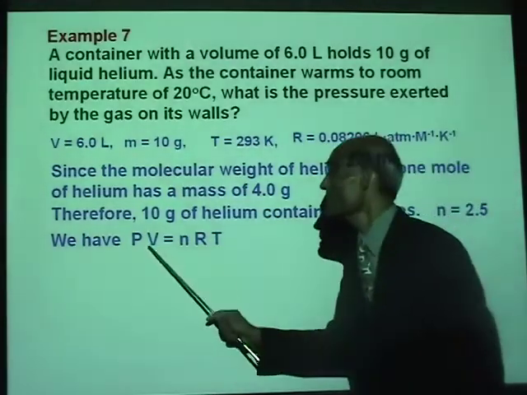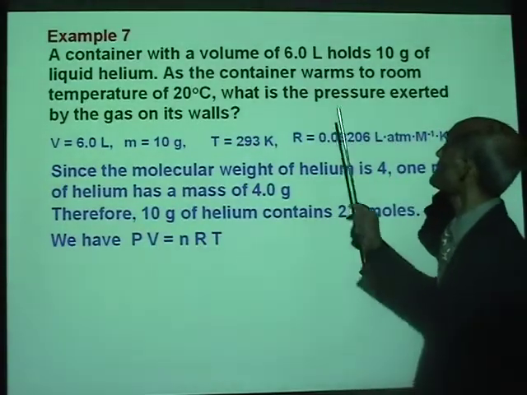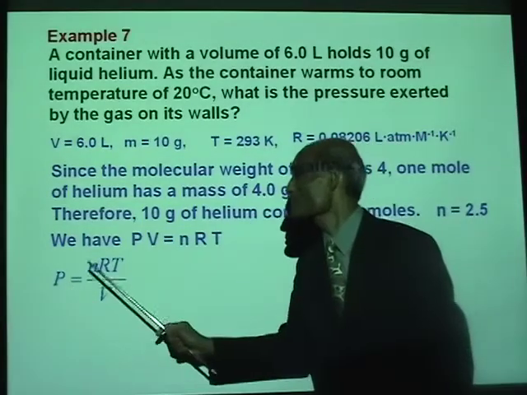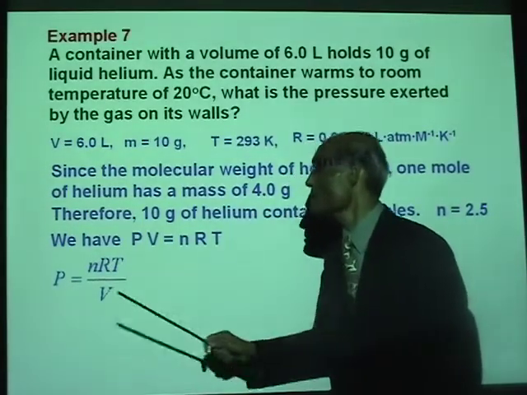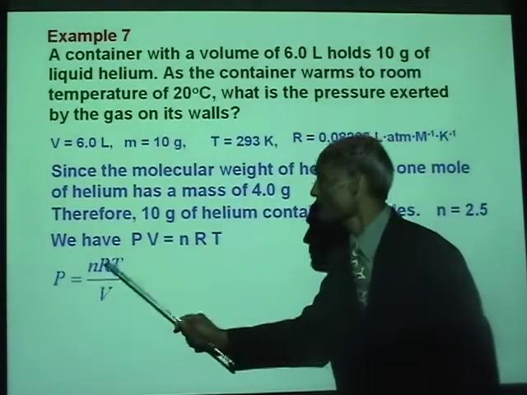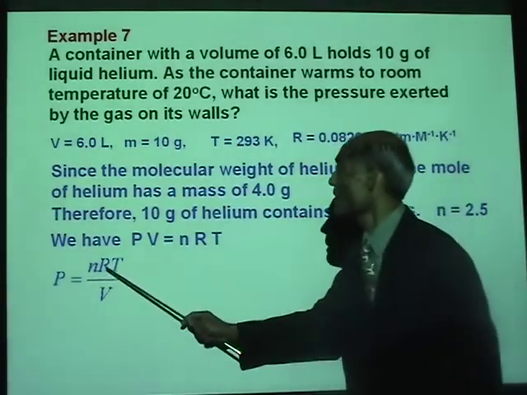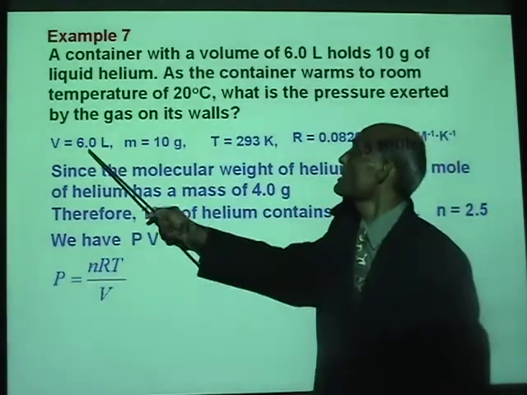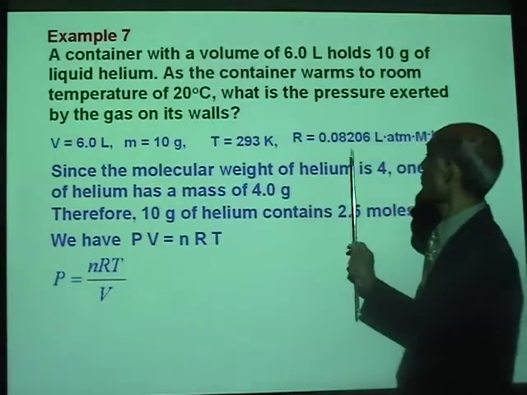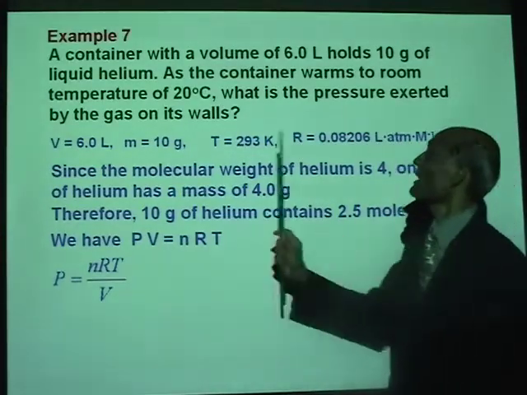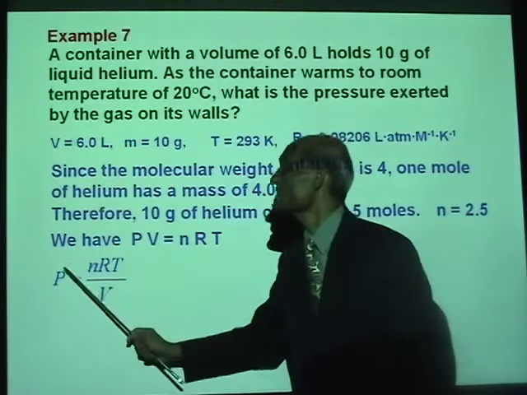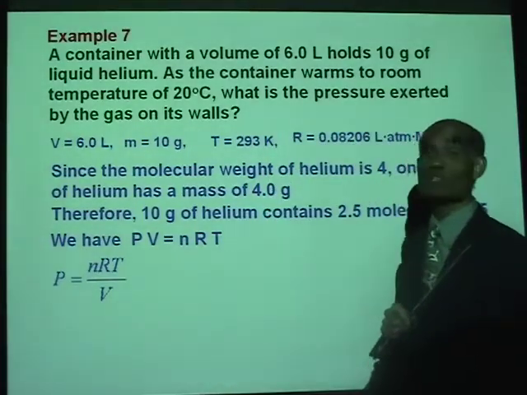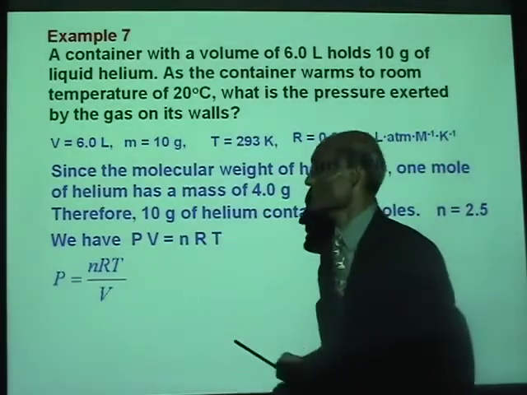Alright, we have PV equal to nRT, and we are looking for the pressure. Therefore, pressure equal to nRT over V. We have all these values. n is 2.5 moles. R we know, here we are. T we know. V we know in liters. Now, therefore, if you use this value of R and this V in liters, what will be the unit of pressure that we get? The unit of pressure we will get will be in atmospheres.